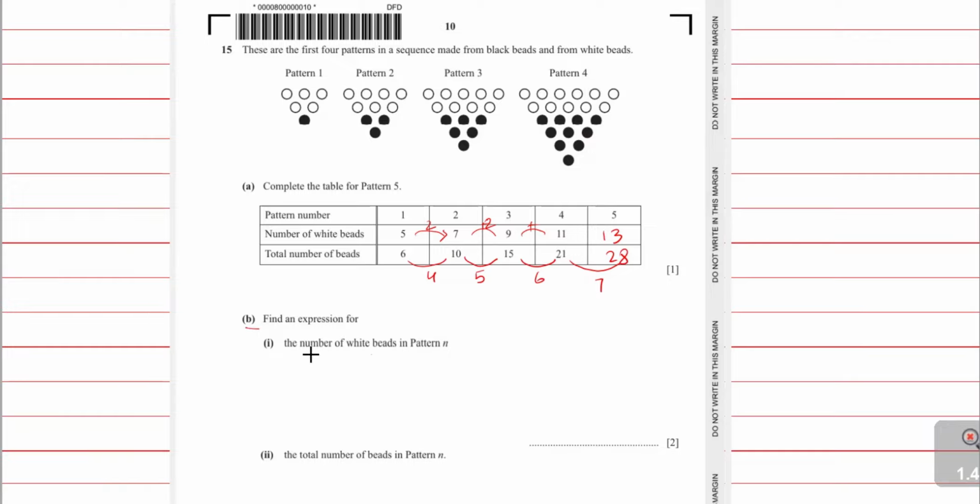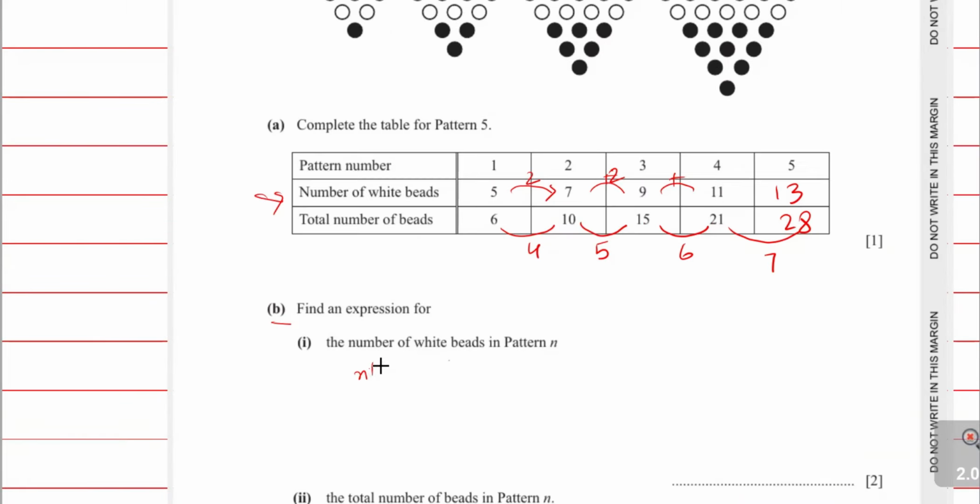Part B, find an expression for the number of white beads in pattern N. Look here, the number of white beads sequence shows that this is a linear sequence. In a linear sequence, the nth term formula here is A plus Bn. Here B is the difference between two consecutive terms, we write 2, and n as it is. A is the previous term. Subtracting the 2 from 5, we get 3. This 3 is the value of A. Therefore, 2n plus 3 is the nth term value of the pattern of white beads.